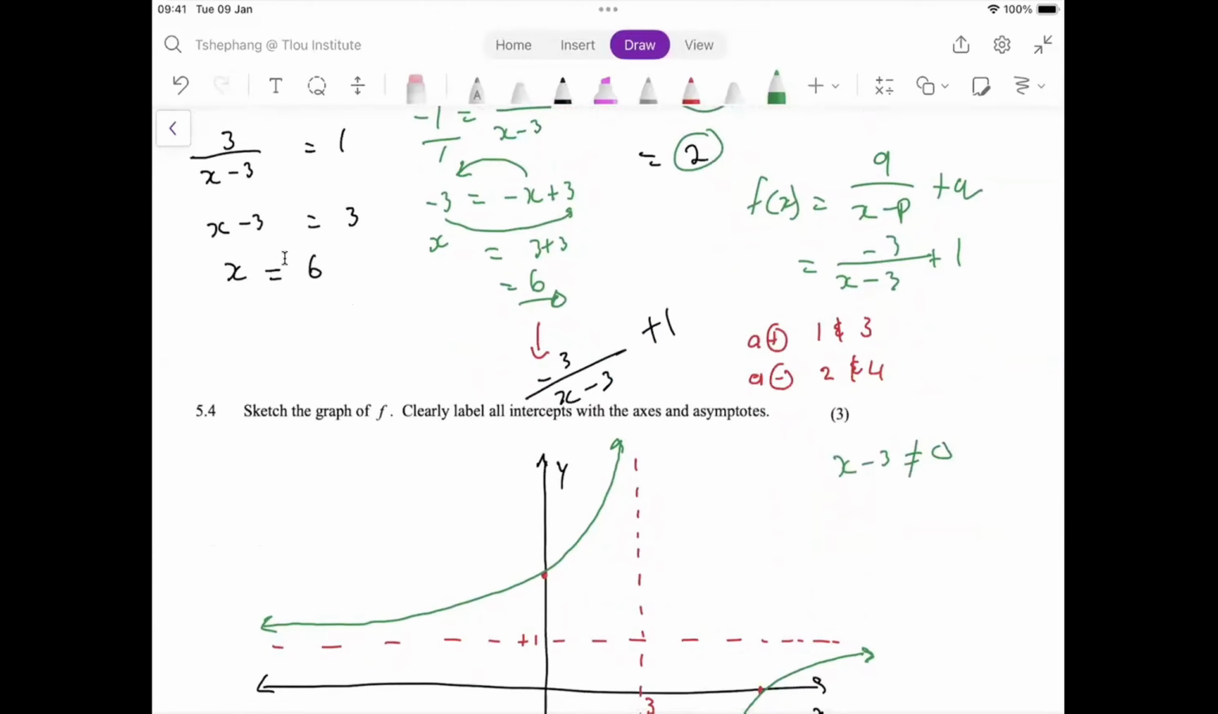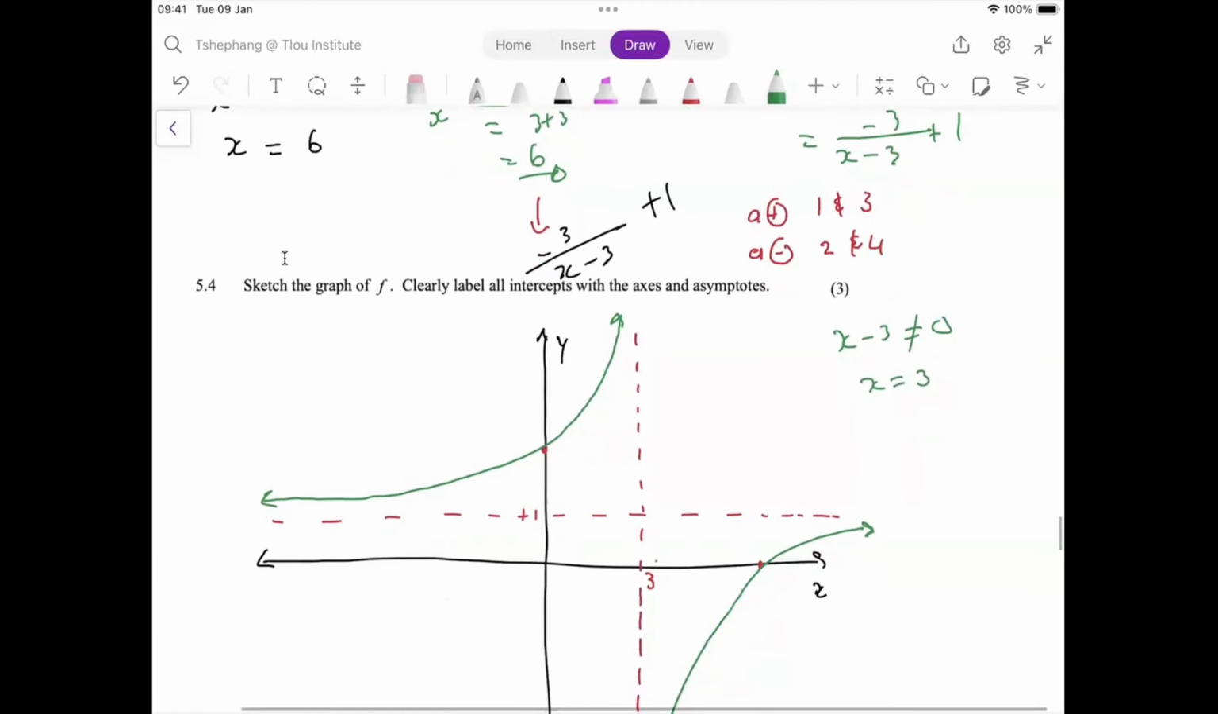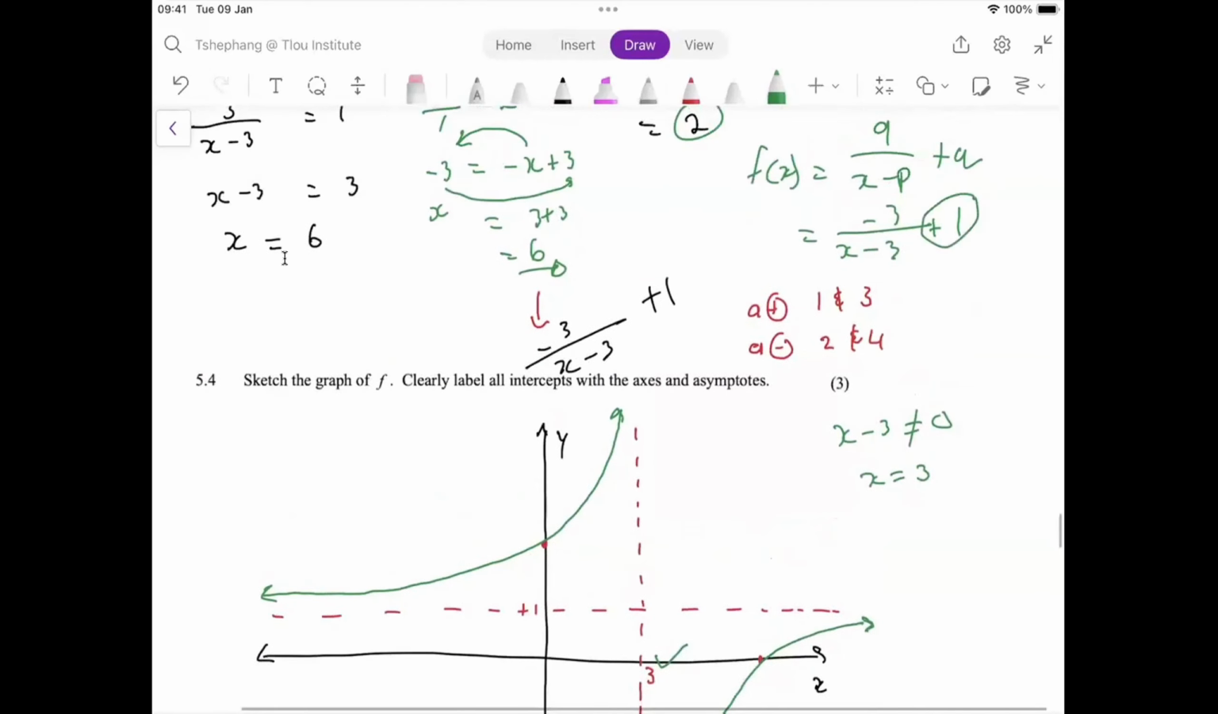So the graph cannot touch at 0. So x is equal to positive 3. That's where this is coming from. And the horizontal asymptote is going to be whatever the q value is, positive 1. That's where I started. And then I said, because my a value is negative here, my graph has to be in quadrants 2 and 4.